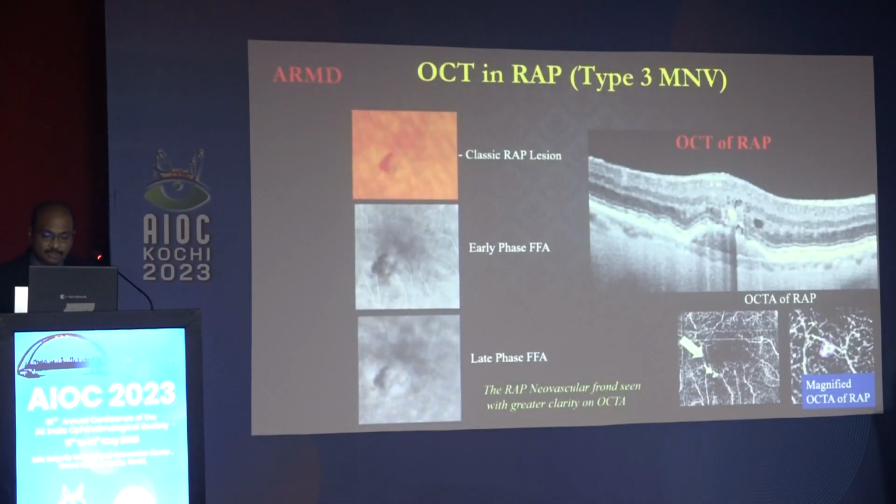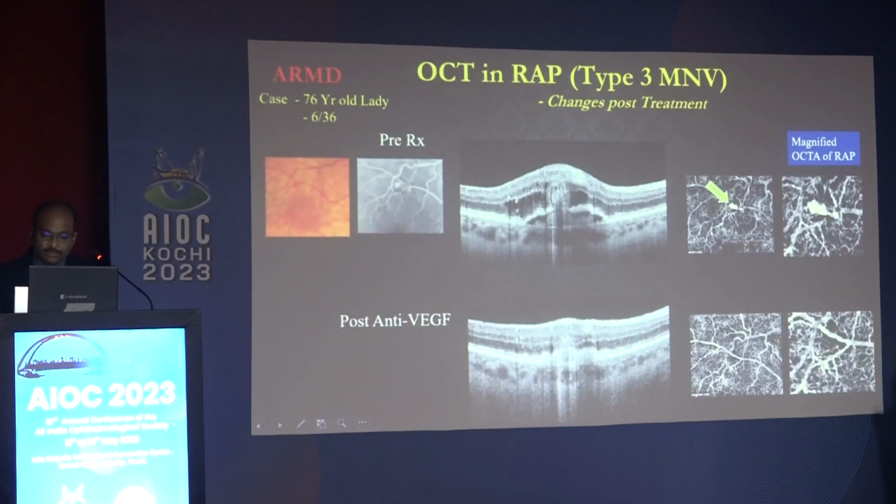This is another example of a RAP lesion where you have a disproportionate amount of hemorrhage on the fundus photo, hazily seen on the early and the late phase FFAs. And importantly, you see the RPE here and this little clump of neovascularization emanating from the retinal circulation. On the OCTA, you see it better here, and this is the magnified view of the network.